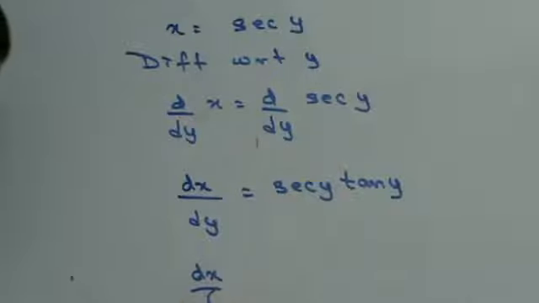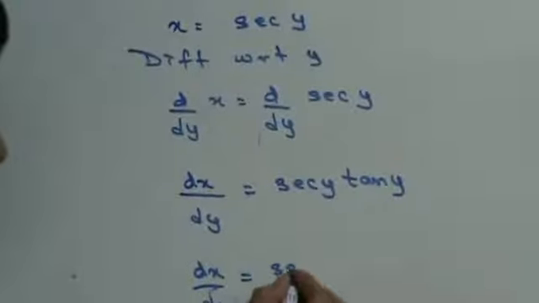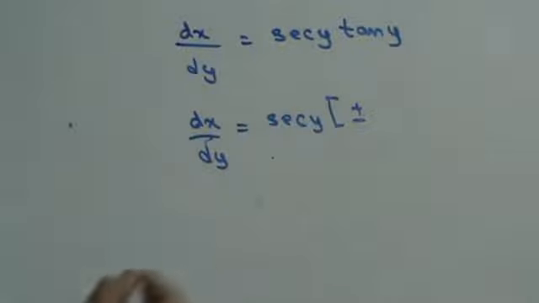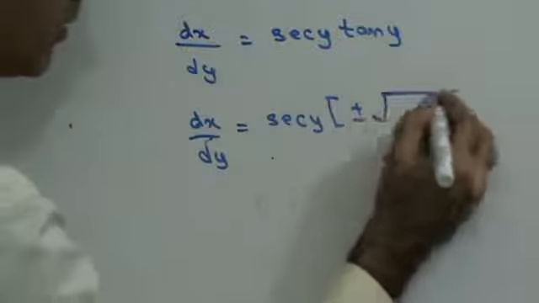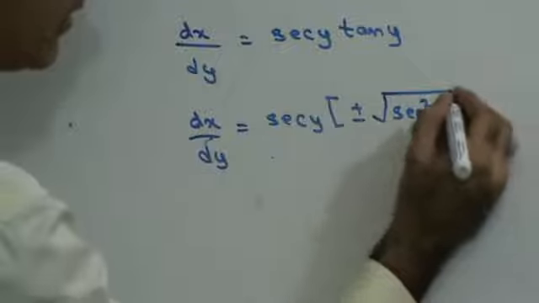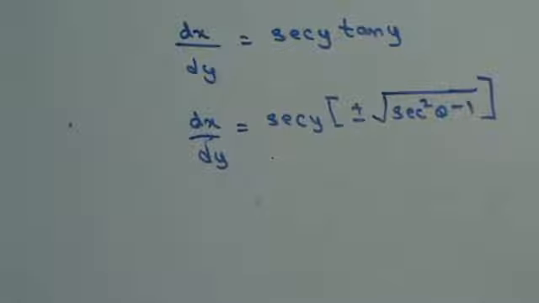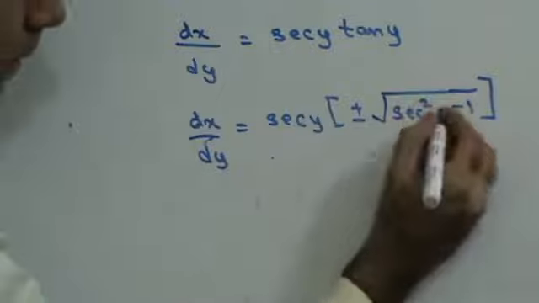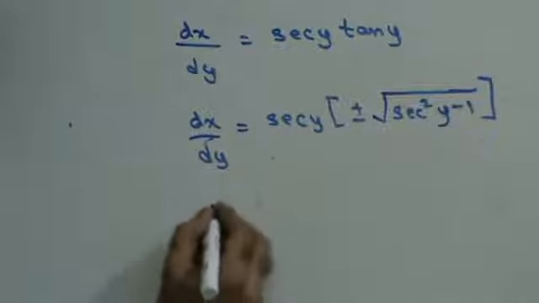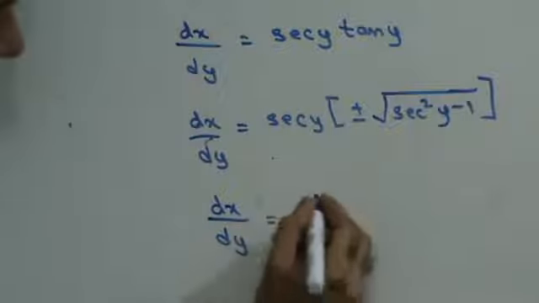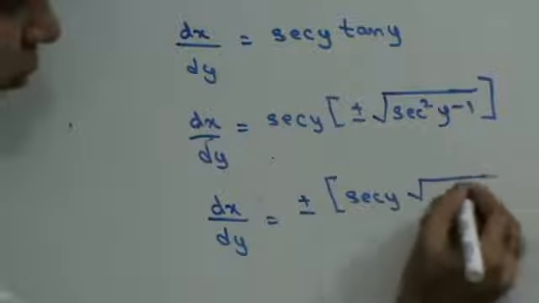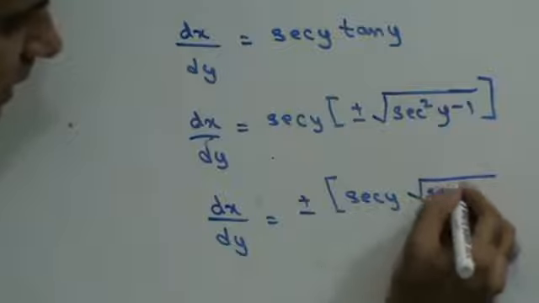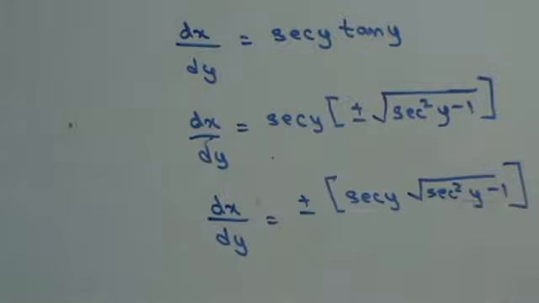dx by dy is nothing but sec y into tan y. Now we know that sec square theta is 1 plus tan square theta. Therefore tan theta can be written as plus minus square root of sec square theta minus 1. Right? Fine, do we get this thing clear? So you will have dx by dy is nothing but plus minus sec y square root of sec square y minus 1, right?